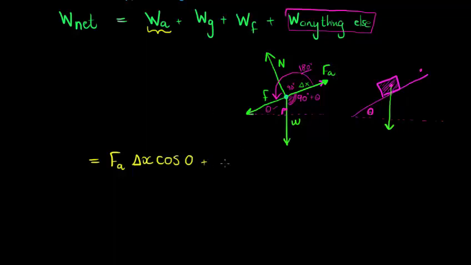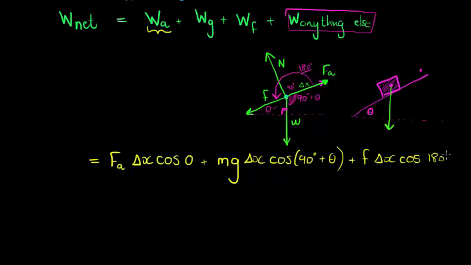Now gravity. What force is involved with gravity? What do we call the force of gravity? Weight. Good. So instead of weight, I'm just going to do mass times gravity, times displacement, delta x, times cos of that angle, 90 degrees plus theta. And then finally we've got friction, which is the force of friction, times delta x times cos of 180 degrees.